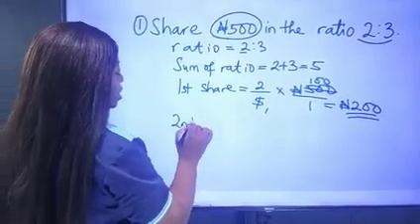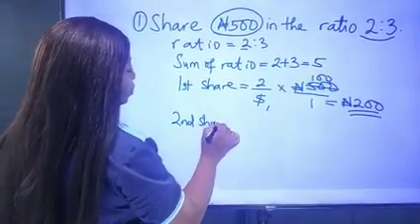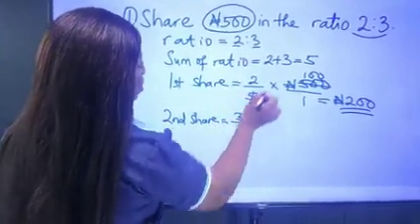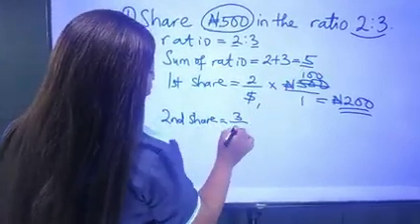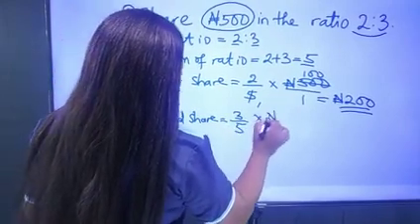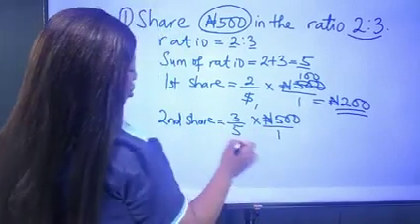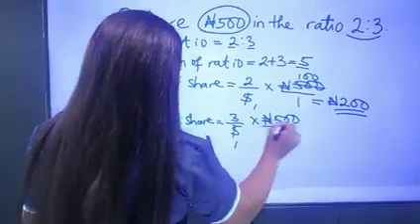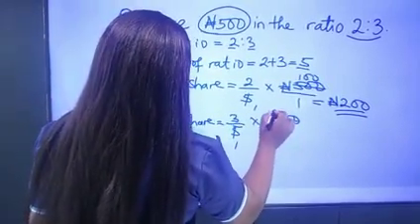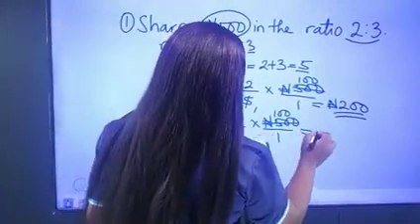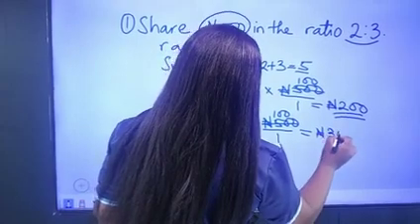So now let's find the second share. The second share is 3. So that will be 3 over the total ratio, which is 5, times the quantity, which is 500 naira. So let's reduce this fraction. 5 into 5 is 1. 5 into 500 is 100. So 3 times 100 naira is equal to 300 naira.